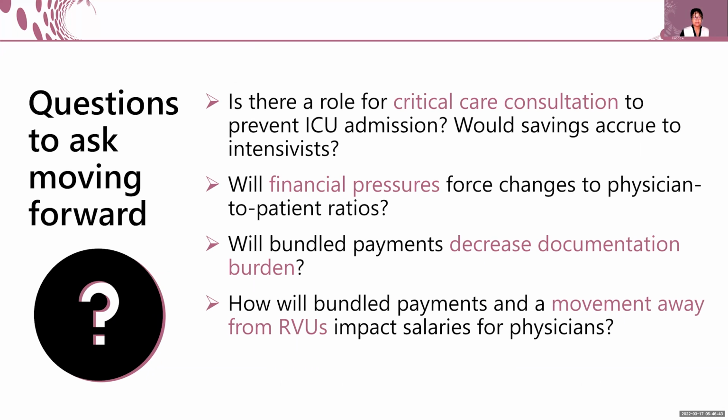So I think there are a few questions that we need to ask moving forward. The first is, as we think about bundled payment, we think about value. Is there a role for critical care consultation to prevent ICU admission? So if we as intensivists are able to help our colleagues prevent people from getting to the very expensive ICU, is there a way for those savings to accrue back to intensivists or to critical care service lines? Secondly, will financial pressures force changes to physician to patient ratios? So as hospitals take on more of the financial risk of care, is that going to force changes to the way that we staff and the way that we allocate providers to patients?